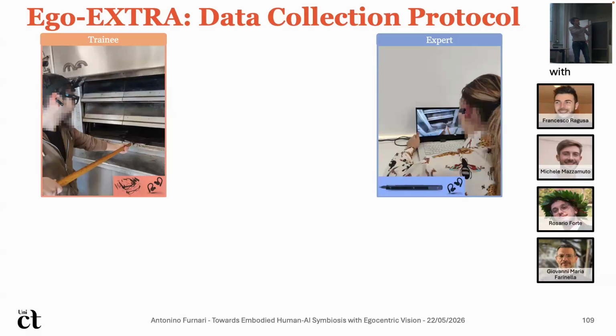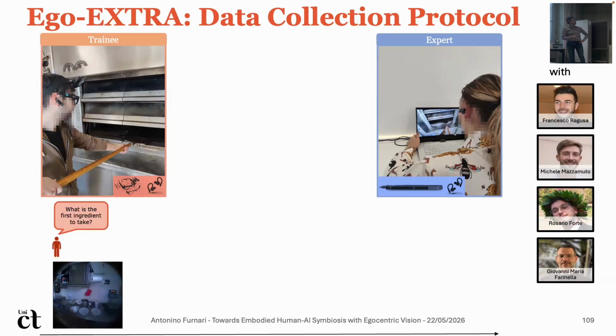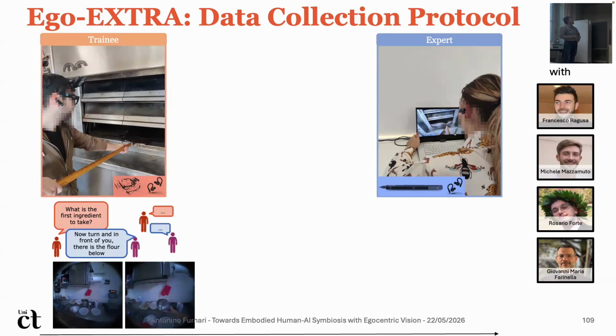And then in another room, there is an expert who's watching through the point of view of the person. The expert has only this view because we want them to answer only from the egocentric perception of the trainee. We don't want them to also look from a third person point of view. The two persons can talk, so there is streaming audio, and they can ask questions such as what is the first ingredient to take, and receive answers such as what they should do later.